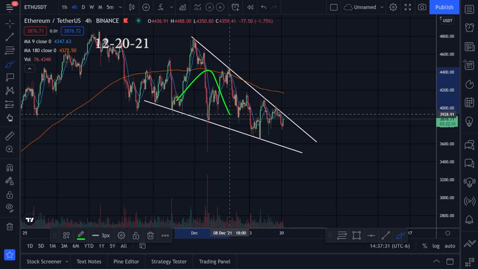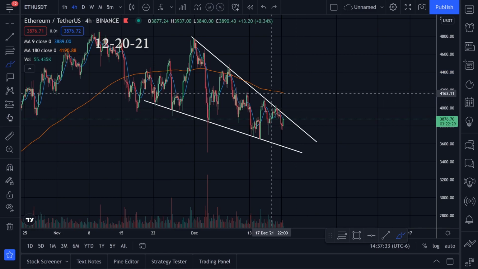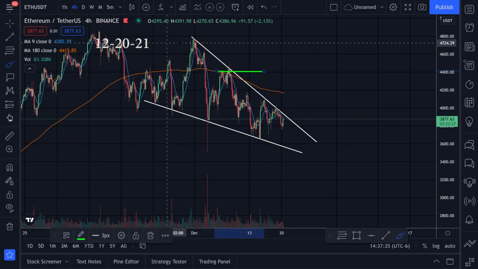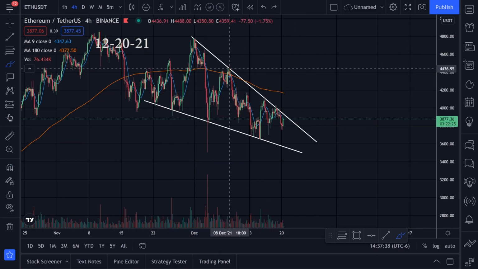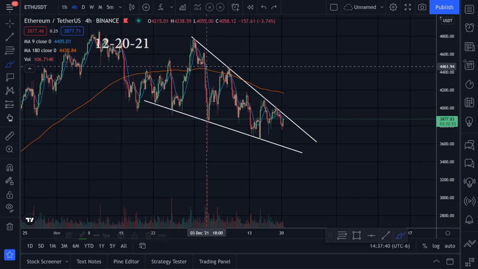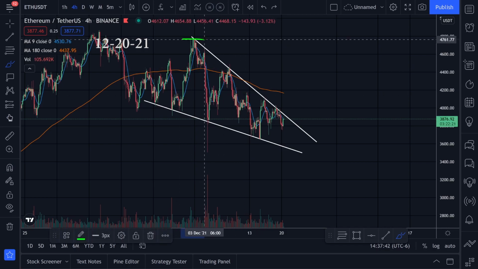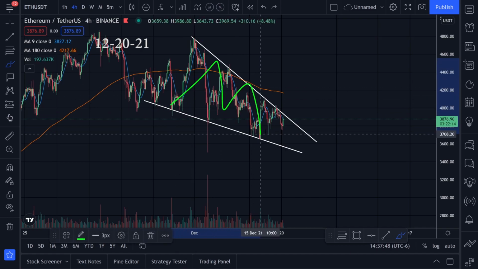I think if we could break this trend line going to the upside, then we would be looking at the previous resistance levels. First one would be 4,436, and then the next one approximately 4,761. So that's the main thing that I'm watching.